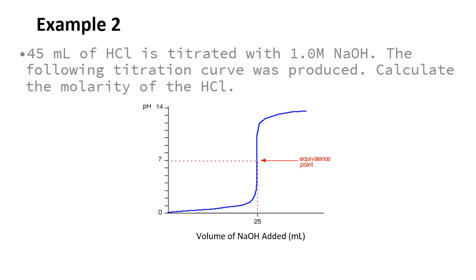For this last problem, we have 45 milliliters titrated with 1 molar, and we are given the following titration curve. What information do we need from this curve? We need the volume at the equivalence point. So that's going to be 25 milliliters. Pause this for a second and try to solve the problem.